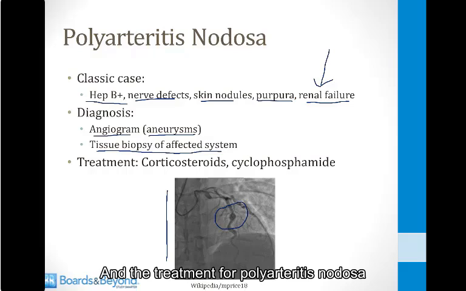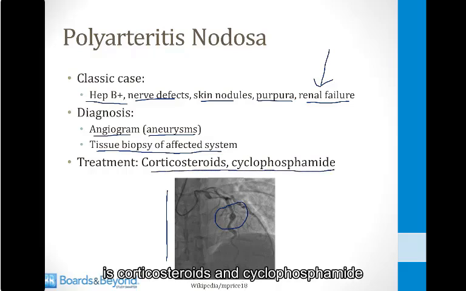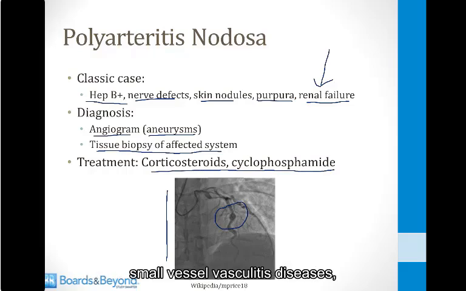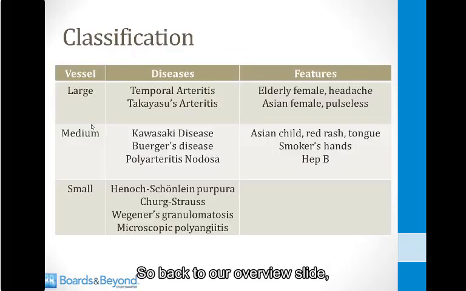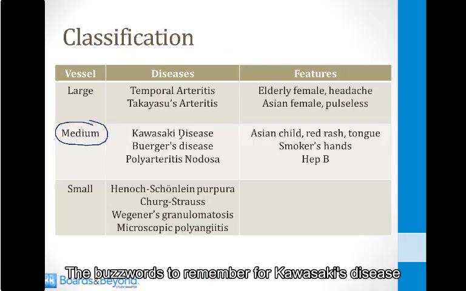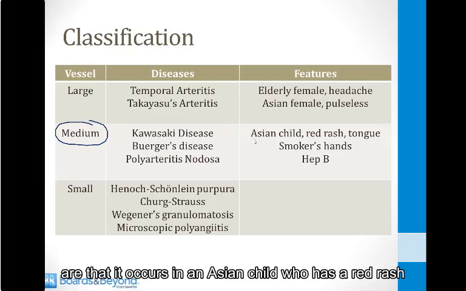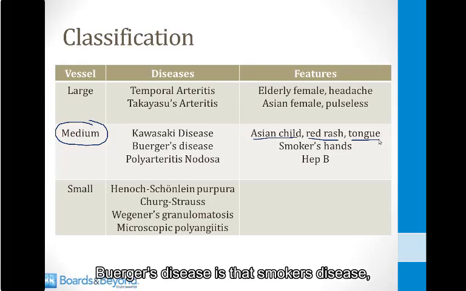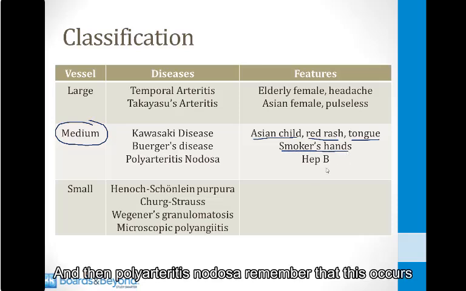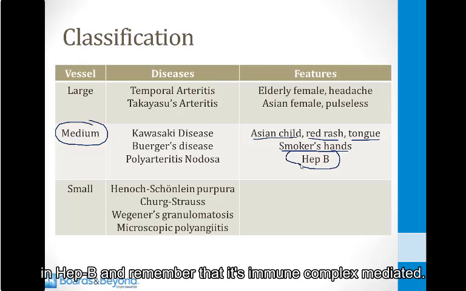And the treatment for polyarteritis nodosa is corticosteroids and cyclophosphamide, similar to the treatment for the ANCA-mediated small vessel vasculitis diseases, which we'll talk about in a few slides. So back to our overview slide, we've now gone through all three of the medium vessel vasculitis syndromes. The buzzwords to remember for Kawasaki's disease are that it occurs in an Asian child who has a red rash and a strawberry tongue. Buerger's disease is that smoker's disease where they get gangrene of their hands and sometimes their feet. And then polyarteritis nodosa, remember that this occurs in Hep B, and remember that it's immune complex mediated.